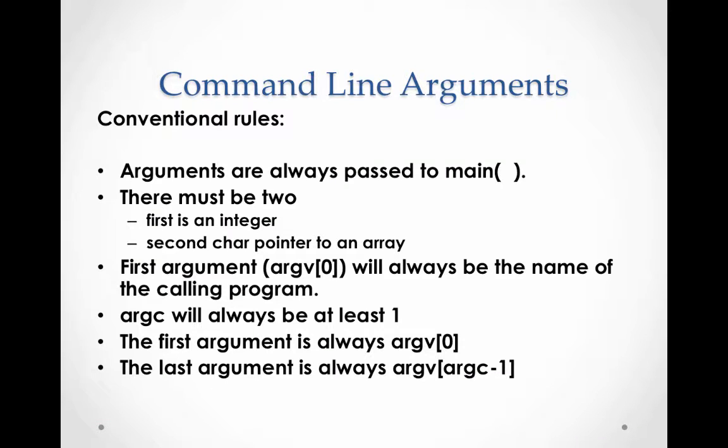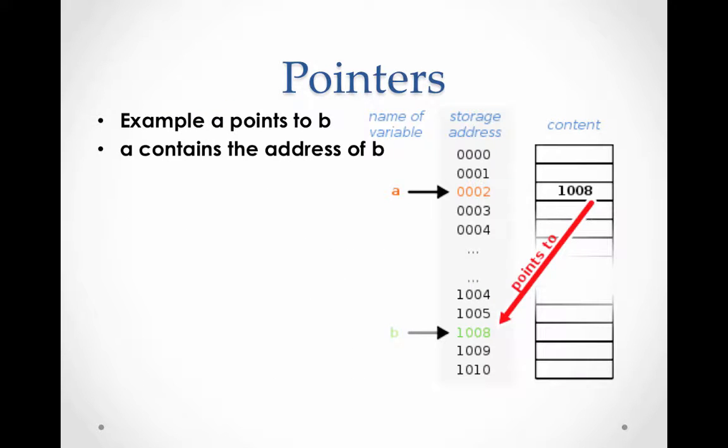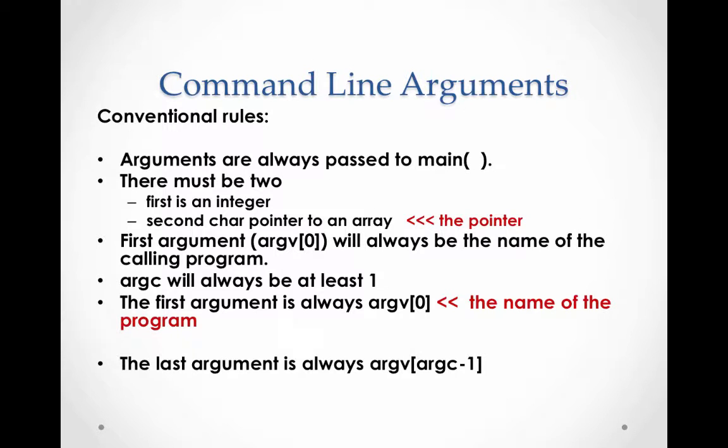So arguments are always passed to main. You don't have to declare main to take them, in which case they're ignored. But if you do declare them, the first is always an integer denoting the number of arguments. The second is always an array of strings. Okay, we won't worry about that just now.